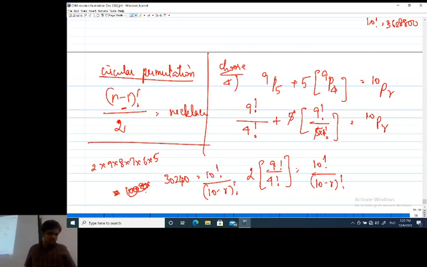The number of 6-letter words that can be formed using the letters of the word ASSIST in which S's alternate with other letters. Okay.